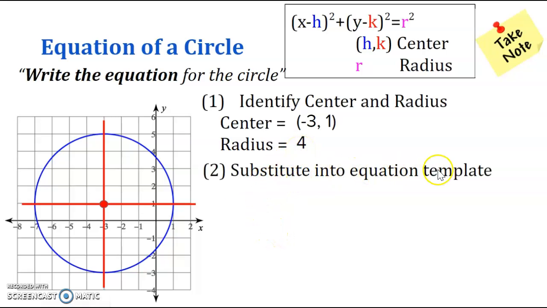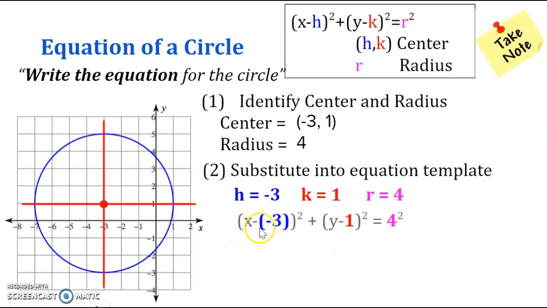Now we're going to substitute into the equation template. So h is going to be -3 and k is going to be 1 and r is going to be 4. So that becomes (x minus -3) squared plus (y minus 1) squared is equal to 4 squared. Don't forget that there is a built-in negative sign right there, x minus h and y minus k.